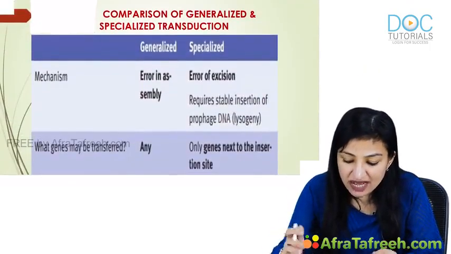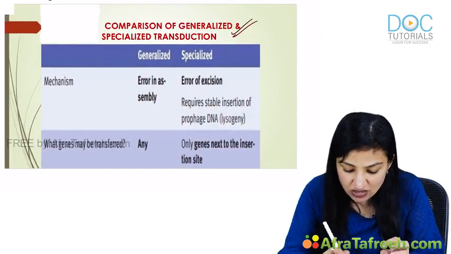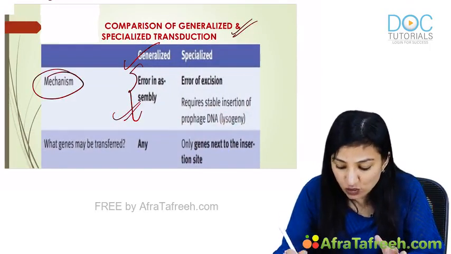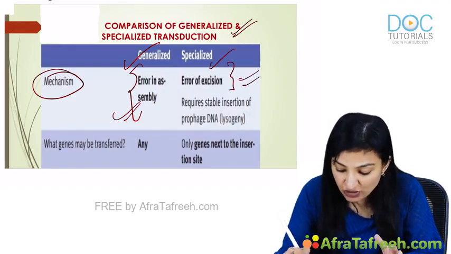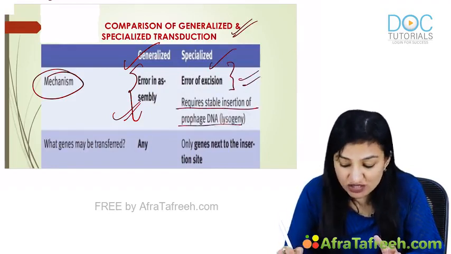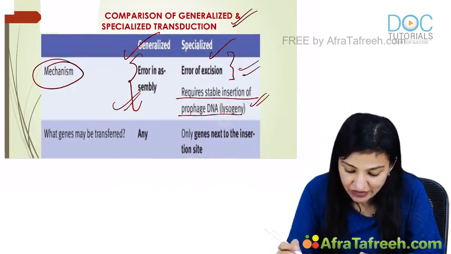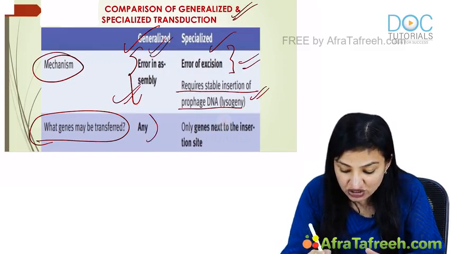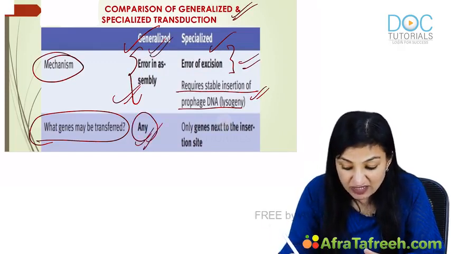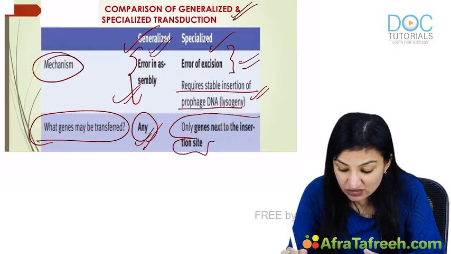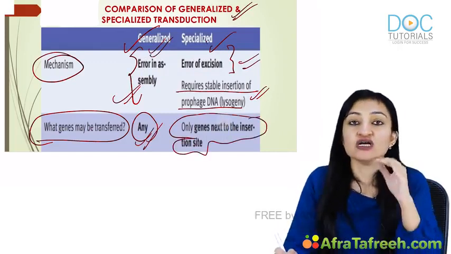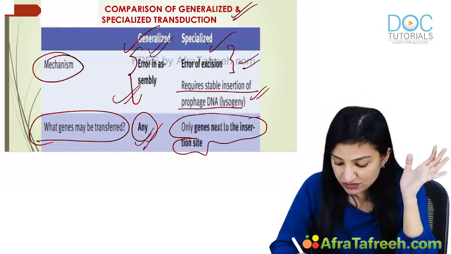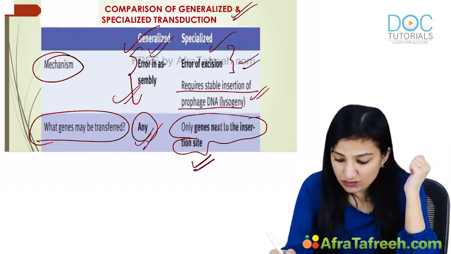Then a comparison of generalized and specialized transduction. The mechanism of generalized transduction is error in the assembly, as we saw. In specialized, it is error of the excision, so it requires stable insertion of the prophage DNA, that is, lysogeny. And what genes may be transferred? As I explained, in generalized transduction any gene can be transferred, and in specialized transduction only the genes next to the insertion site, as we saw in the case of lambda phage getting incorporated between the biotin and galactose genes; only these genes can be transferred. So guys, that's about bacterial genetics.